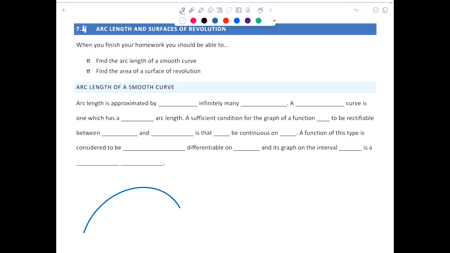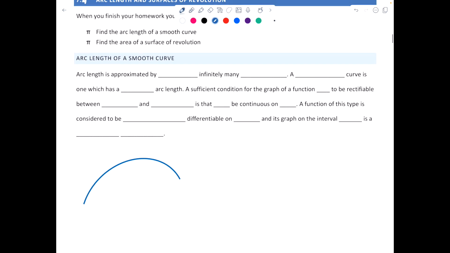In 7.4, you're going to see these concepts later on in Calculus 2 and into Calculus 3. So it's important for you to really start getting a handle on these concepts of arc length and area of surfaces of revolution. So here we go. Arc length of a smooth curve.